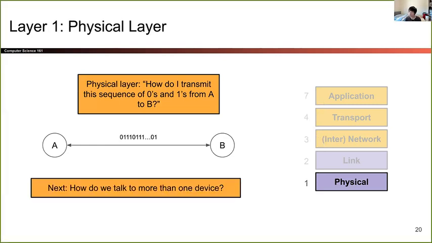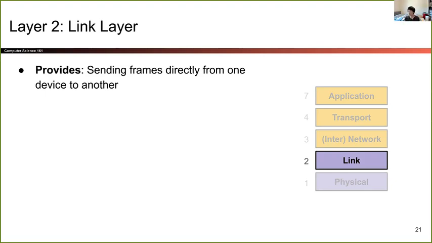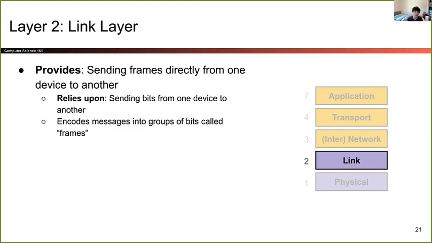So next, on top of this, we're going to try to talk to multiple devices, not just one. This is called the link layer. In the link layer, we're going to send an abstraction called frames directly from one device to a number of other devices. This relies upon being able to send bits, because if I can't send bits, then I can't really communicate with anything. And when we send groups of bits from one device to another, we're going to package all of these bits together in a structure called a frame. So I might send a frame to someone else, and then another frame to a different device on the network.